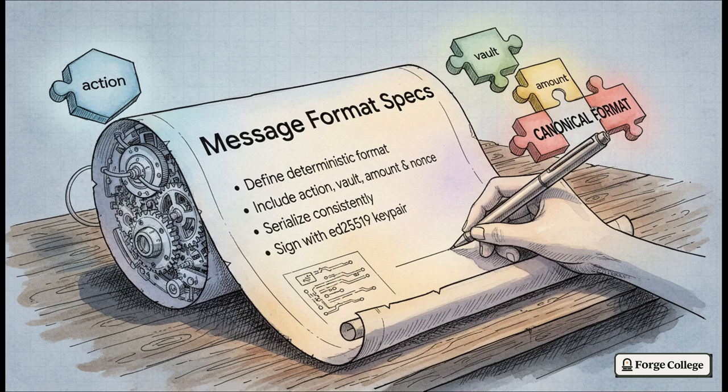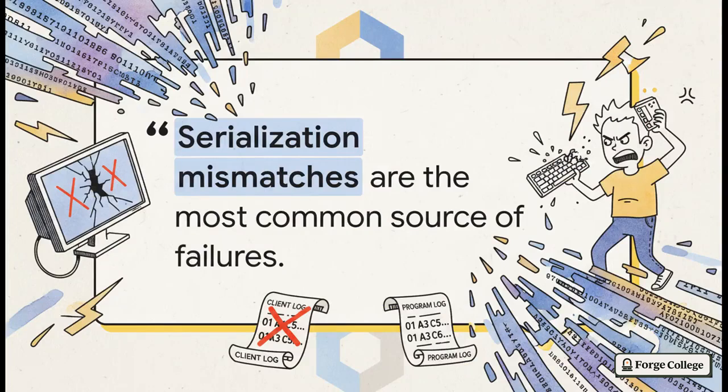This message format has to be exact. It includes the action, the vault public key, the amount, and that specific nonce. You have to serialize this consistently, kind of like using JSON stringify on a canonical object, and then the user signs those exact bytes with their ed25519 key pair. Now, I want to pause here and issue a very bold warning.